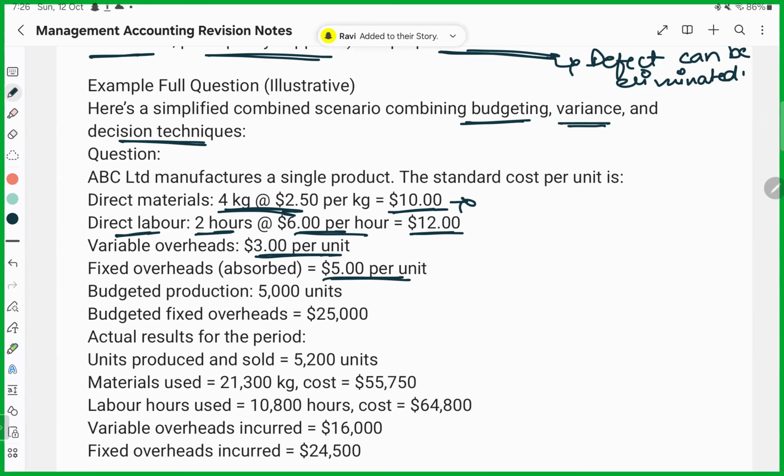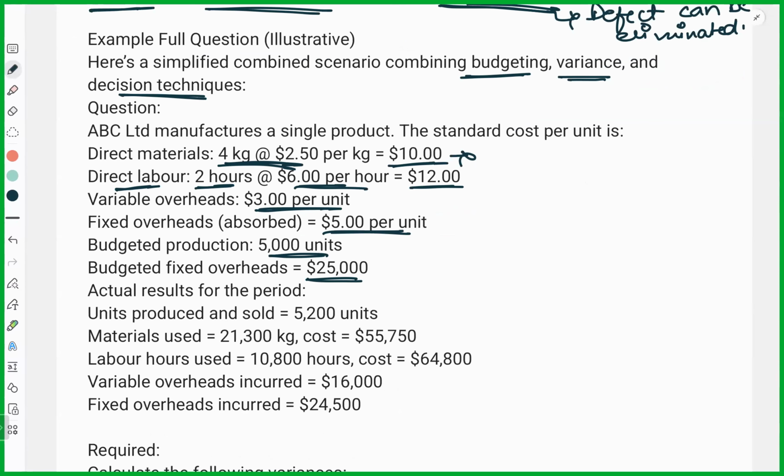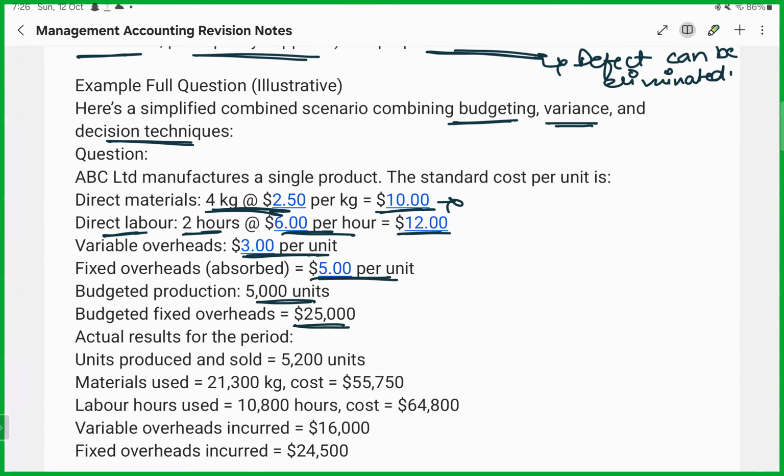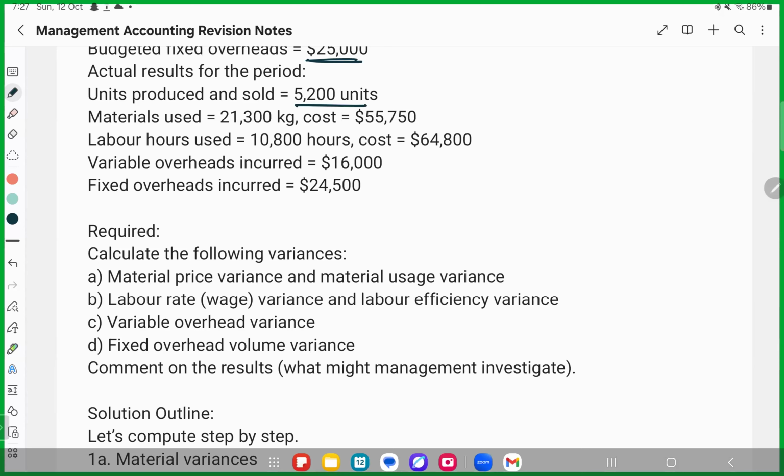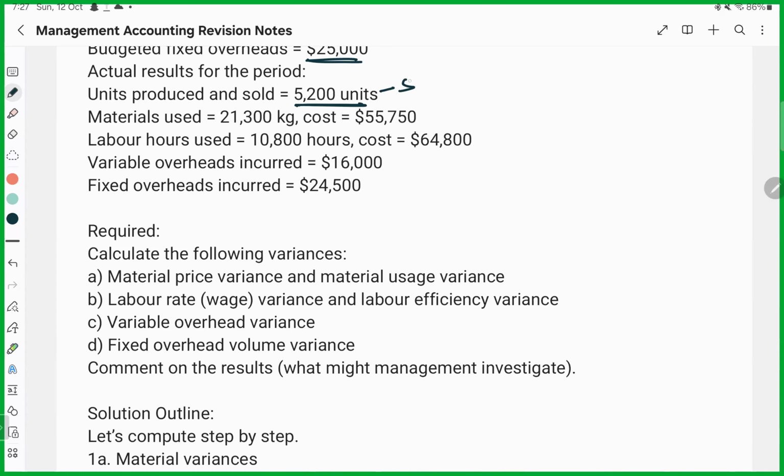What is the budgeted production that I'm actually planning to achieve? I'm planning to achieve, say, 5,000 units. What is my budgeted fixed overheads? So let's say my fixed overheads that I've planned is going to be 25,000 rupees. Now let's see what are the actual results for the period. Actual results turned out to be that we actually manufactured and sold 5,200 units, whereas we were budgeting to sell 5,000 units. So in this case, we have actually sold an additional 200 units.